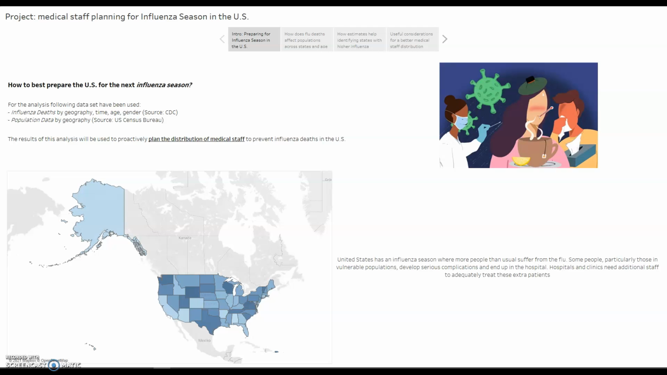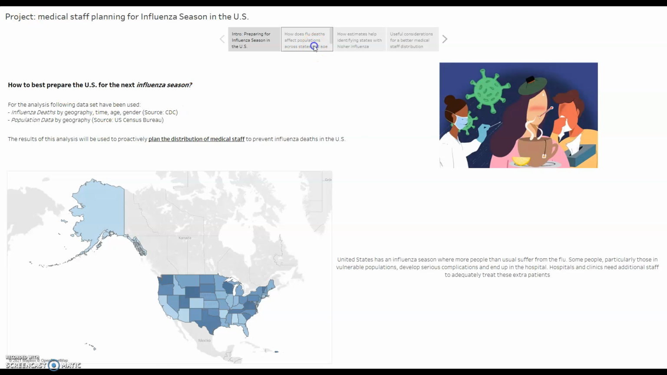For this analysis, the following datasets have been used. The influenza deaths by geography, age, year, and gender, provided by the Center for Disease Control and Prevention, and the population data by geography provided by the US Census Bureau.